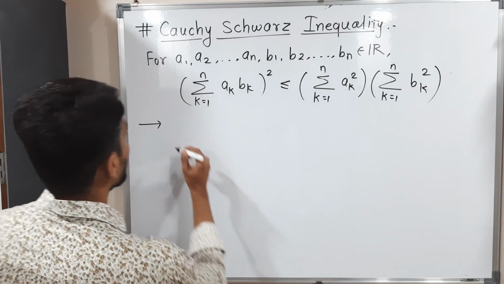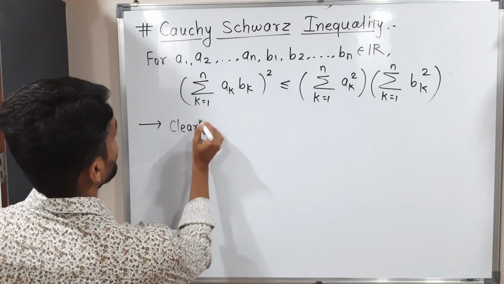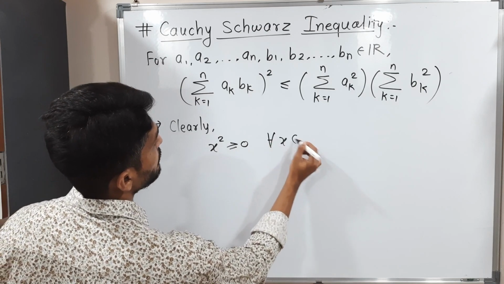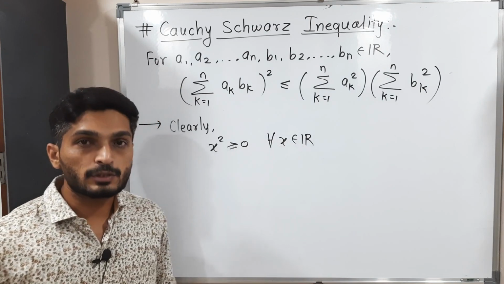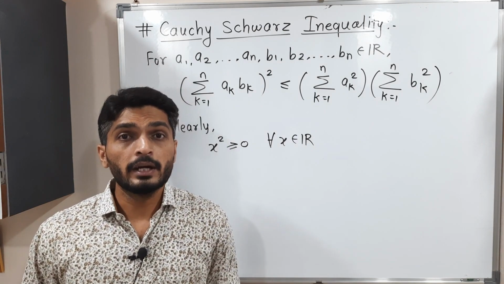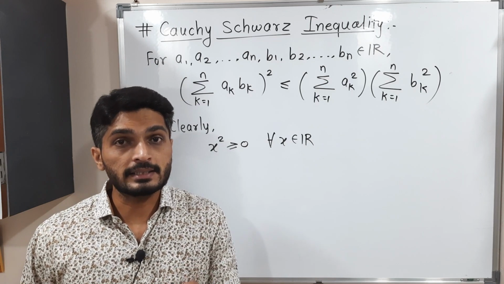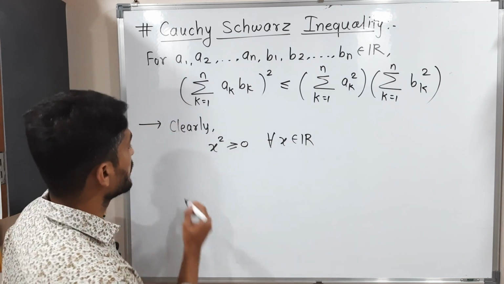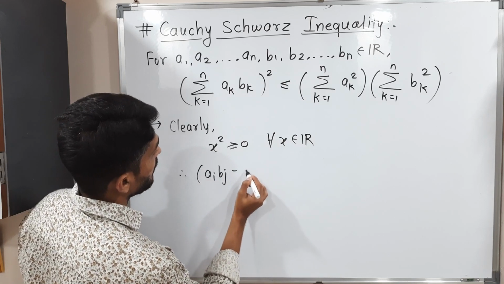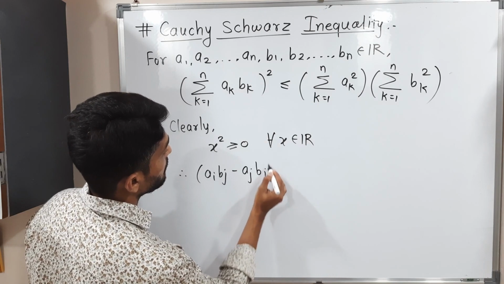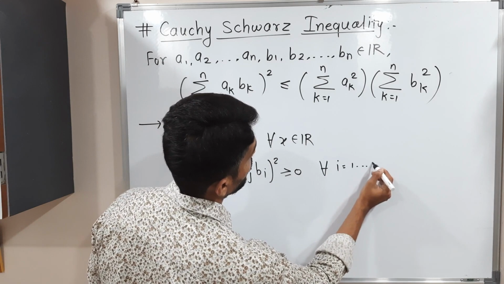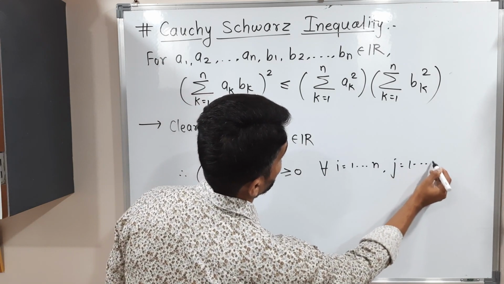Let us write it. Clearly, x square is greater than or equal to 0 for all x belonging to R. For any real number, the square cannot be negative. So what I am going to do is take x equal to ai bj minus aj bi. Let me write that here. So therefore, (ai bj minus aj bi) square is also greater than or equal to 0 for all i running from 1 to n and j also running from 1 to n.